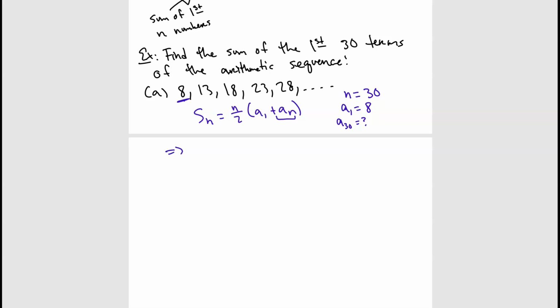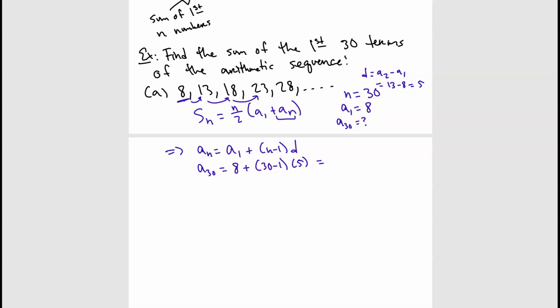I know that the general form of an arithmetic sequence is an equals a1 plus n minus 1 times d. So a30 equals a1, which is 8, plus 30 minus 1 times d. What is the common difference? I can just take a2 minus a1, so 13 minus 8, which gives me 5. That means every time I'm adding 5, so the common difference is 5.